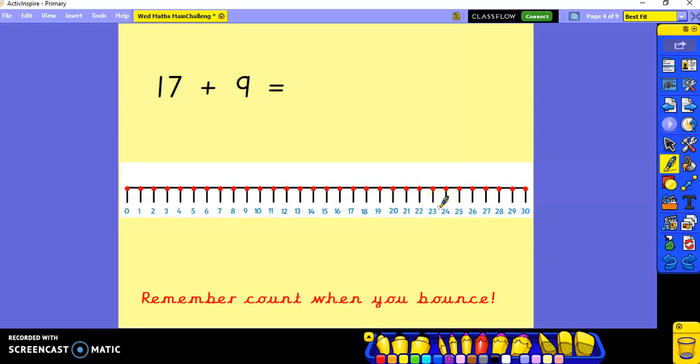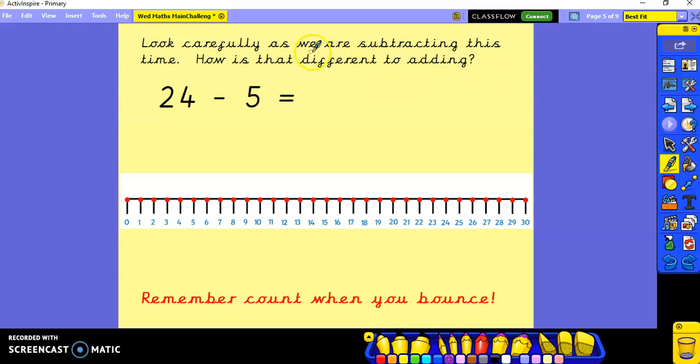So I'm going to do my example now so that you can check your answer. So 17 is the greatest number in this number sentence. So I'm going to start there and I'm going to jump on 9 jumps. Now remember, we count when we bounce. So we haven't bounced yet. 1, 2, 3, 4, 5, 6, 7, 8, 9. And we have landed on the number 26. So 17 add 9 equals 26. So well done if you got the right answer there.